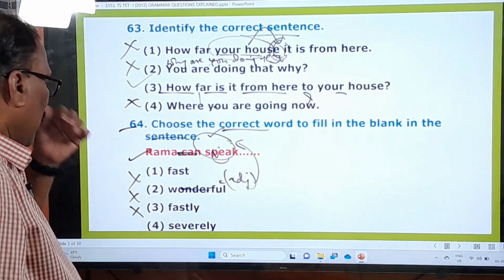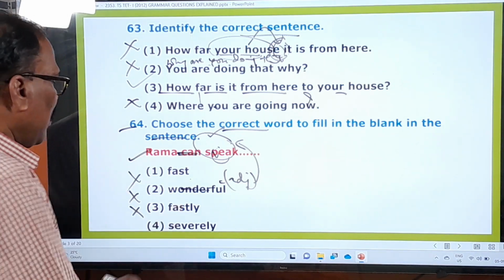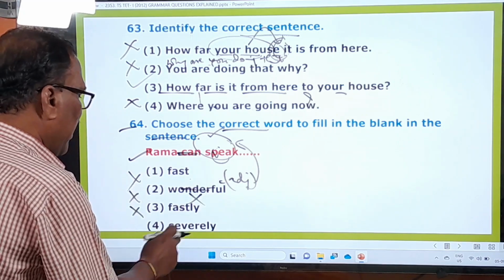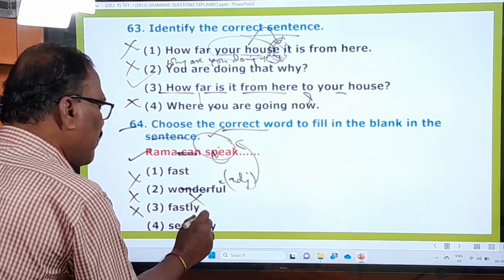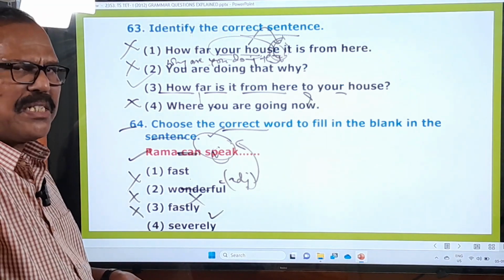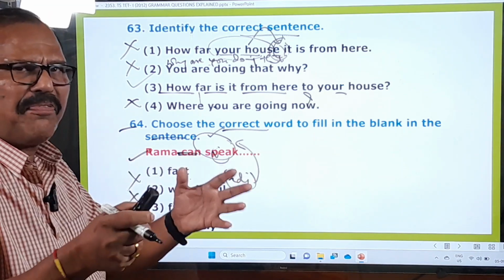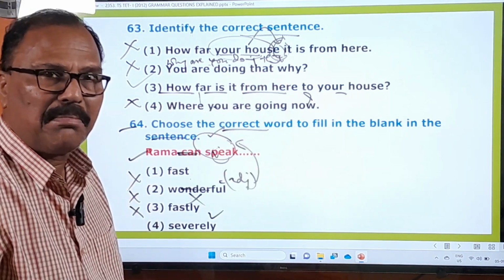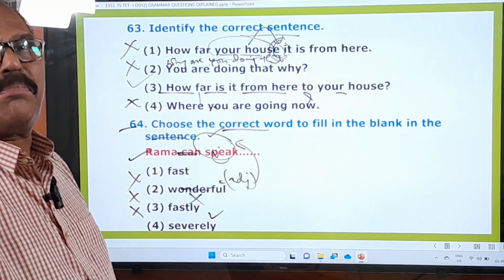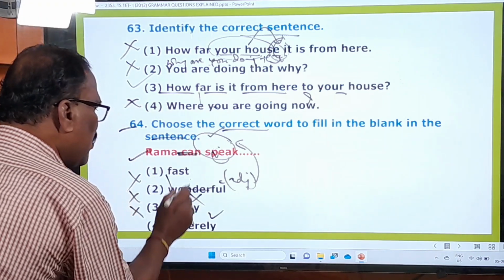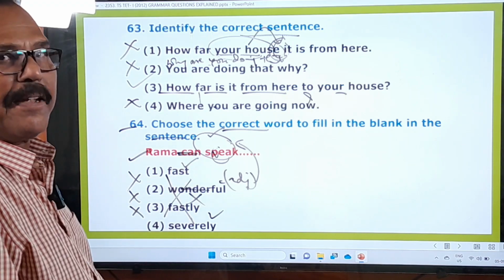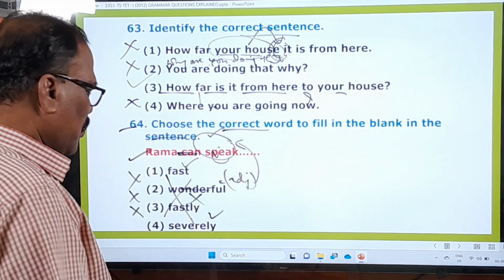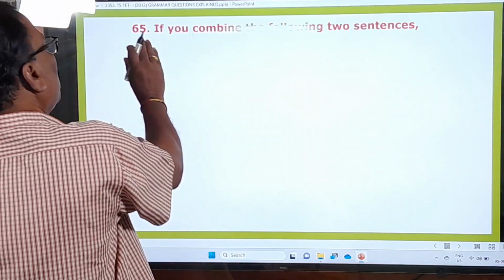Wrong. Rama can speak fastly. Actually, this word is not at all there in the dictionary. This is gone, eliminated. Severely, Rama can speak severely. Severely means harshly. Harshly means very roughly. So speaking roughly is not an ability. Doing good things is an ability, but doing bad things is not an ability. That's why here these three things are wrong. Only fast, speedily. Rama can speak fast. So this is the right answer here. Now let's go to the next question.